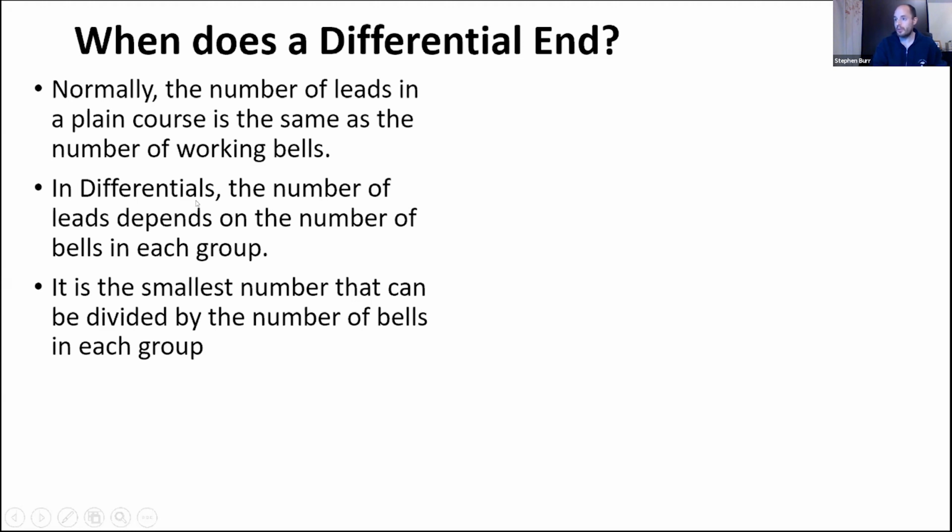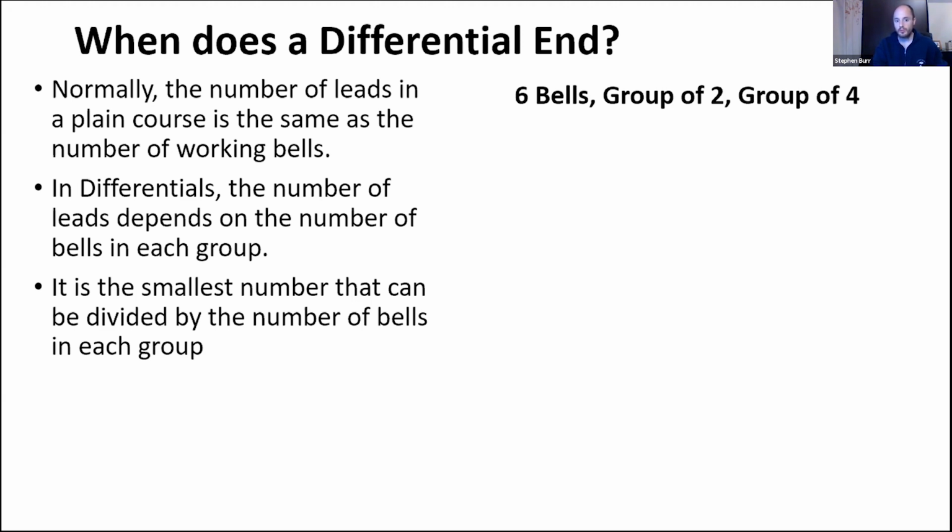In differentials, however, the number of leads depends on the number of bells in each group. And we can actually define the number of leads as the smallest number that can be divided by the number of bells in each of the groups. So that's the number we've got to look for to find out how long our methods last. So let's try and display that in an easier to understand way.